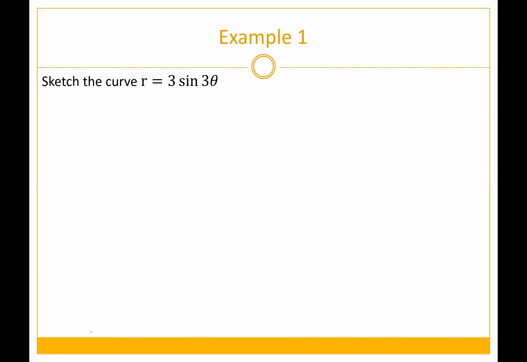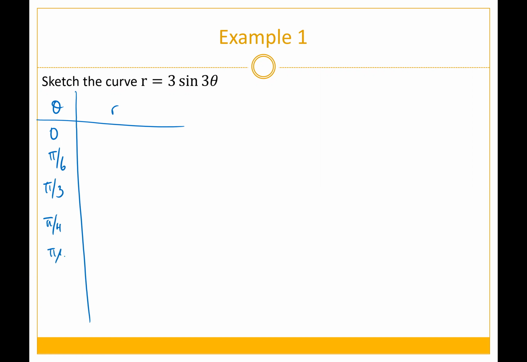So the first example is to sketch the curve r equals 3 sine 3 theta. The way that I usually do it is to start with the special points, and then go up from that. So we have pi over 6 first, and then pi over 3, then pi over 2, 2 pi over 3, 5 pi over 6, and maybe pi.